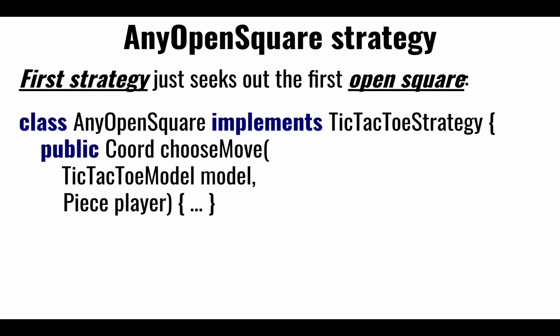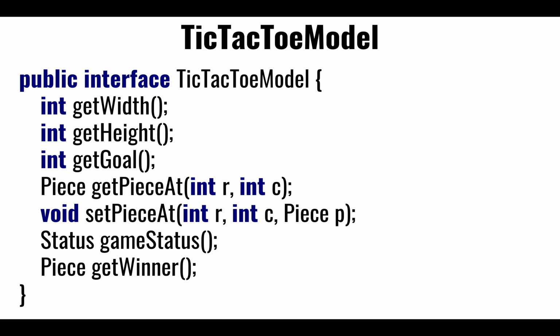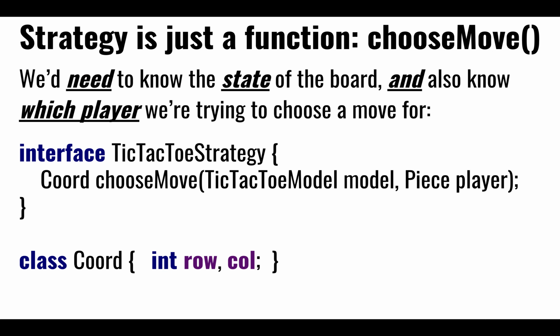Where is it? Choose move. They're all going to implement the tic-tac-toe strategy, which is an interface. This is the interface, tic-tac-toe strategy. So all strategies are going to implement this one function: choose a move, given the current model of affairs. Where are the X's? Where are the O's? Calculate for me, for this player that I'm passing you, where should they move. And they'll come back with a coordinate, X and Y, or row, column.